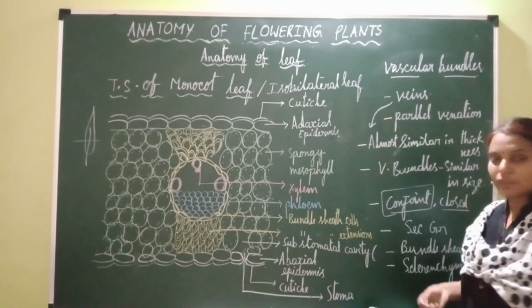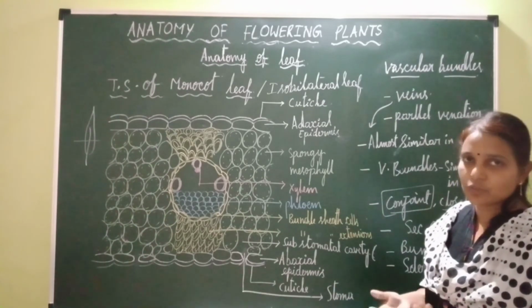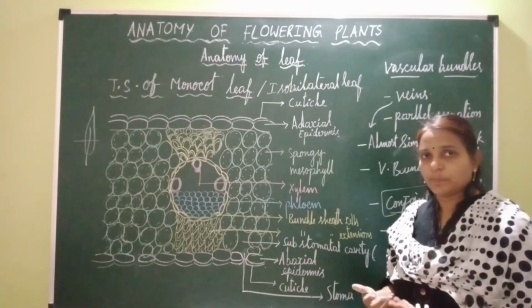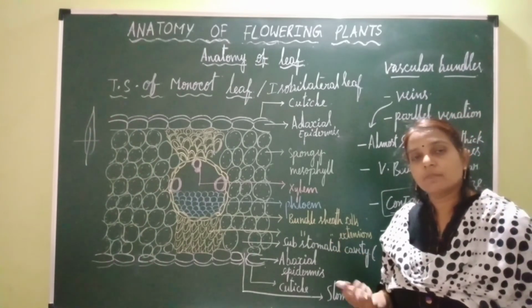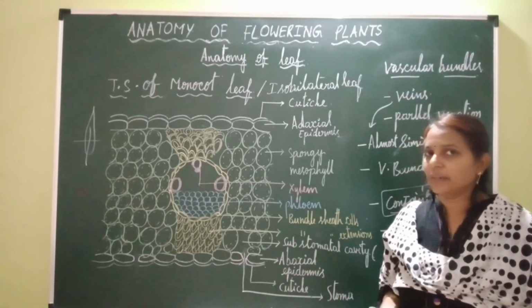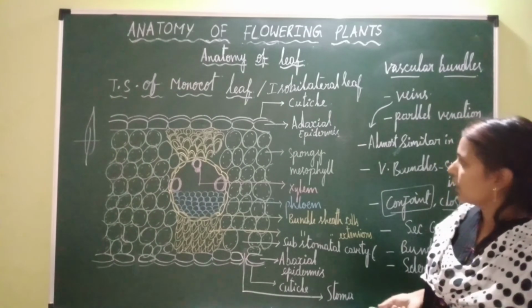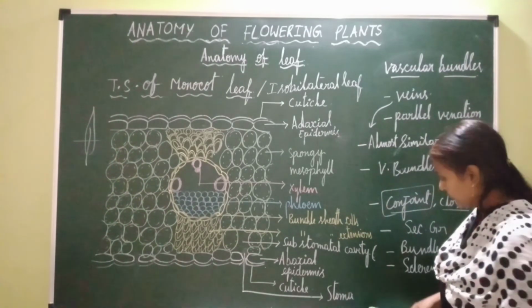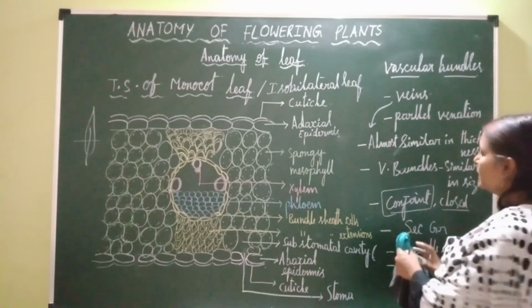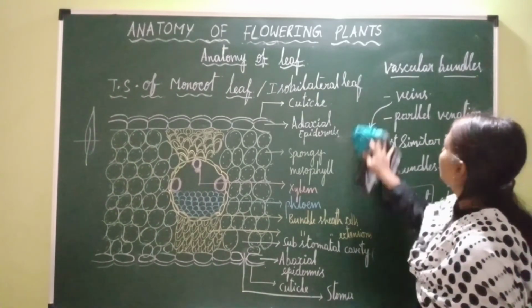Okay. So what is the function of vascular tissues? The function of vascular tissues is that they are involved in conduction of water and minerals, that is xylem, and phloem is involved in the conduction of food materials. Right? Okay. So this is all about the transverse section of monocot leaf. Now let's study the differences between dicot leaf and monocot leaf.